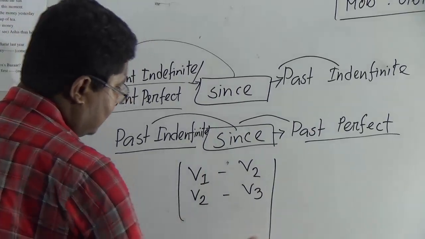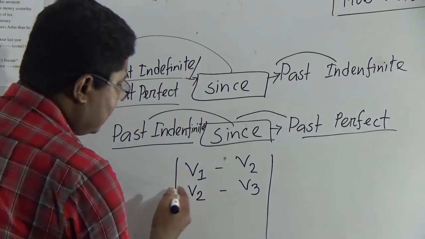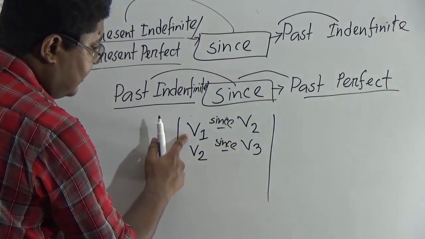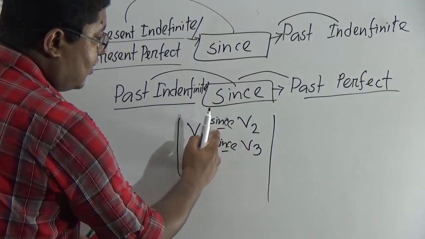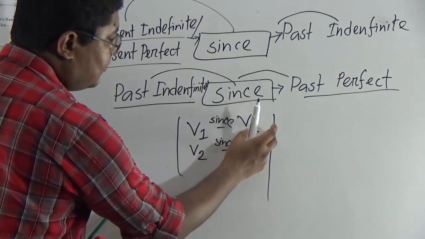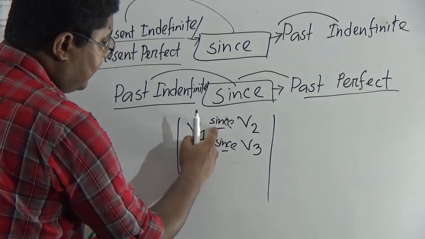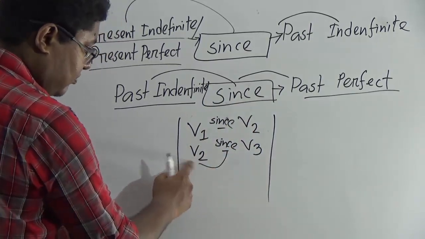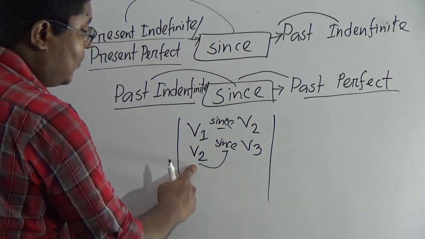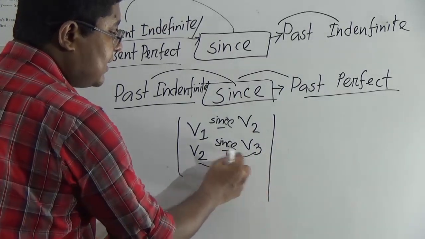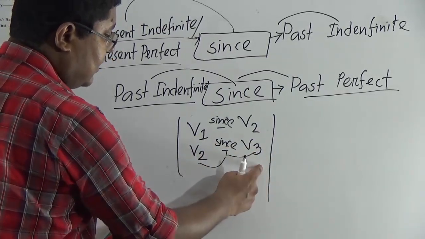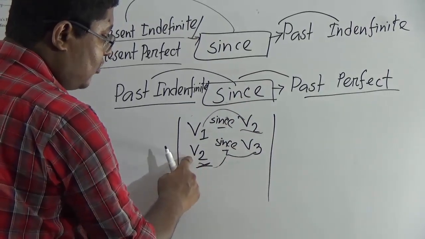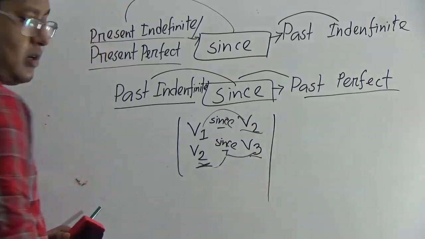Look at these: V1, V2, V2, V3. So look at this, it is since. If before since present indefinite tense or present perfect comes, we will use V2, the past indefinite form of the tense. So if before since present indefinite or present perfect comes, after since we will use past indefinite tense. And if before since V2 or past form comes, we will use the past perfect form after since. That's why V1, V2, V2, V3. Okay. V1, present indefinite or present perfect, we will use past indefinite V2, and if past indefinite comes before since, we will use past perfect after since. Okay. I hope you have cleared.